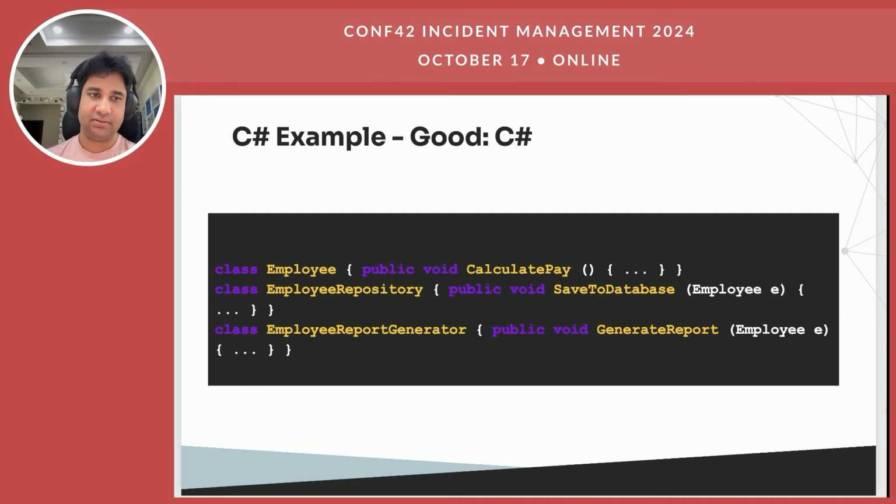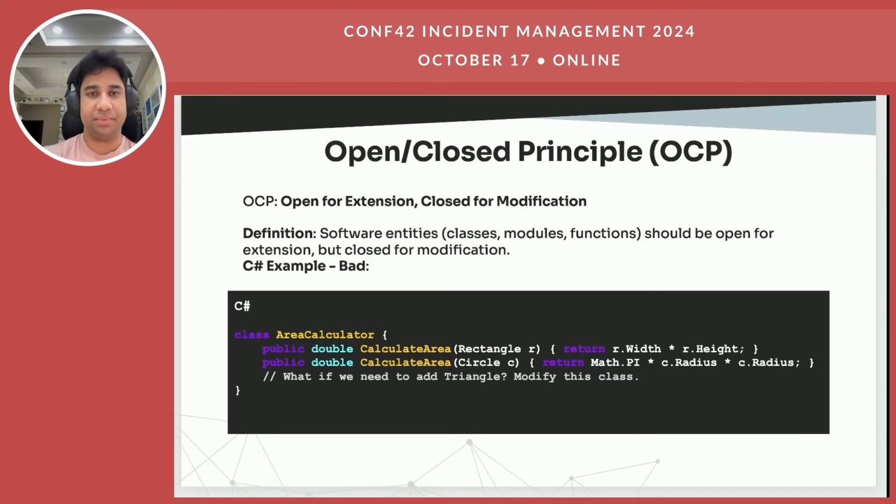Jumping on to the next one, which is the second principle, the open closed principle. Here it means open for extension, closed for modification. What do we mean by that? Any component, classes, modules, functions, they should be open for extension. That means we should be able to add more functionality or extend the existing functionality, but they should be closed for modification. To add that extended functionality, we shouldn't be going back and modifying the already implemented code.